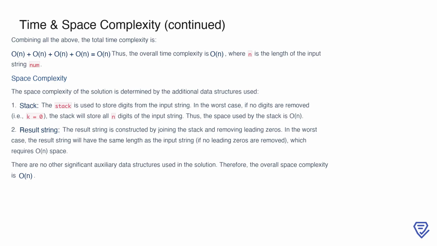For space complexity, the primary contributor is the stack used to store digits. In the worst case, when no digits are removed, the stack will store all n digits of the input string, requiring O(n) space. Additionally, the result string constructed at the end will also, in the worst case, have a length equal to n, requiring O(n) space as well. Since no other significant auxiliary data structures are used, the total space complexity of the algorithm is O(n).